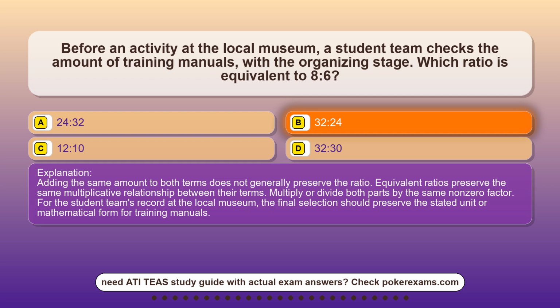Adding the same amount to both terms does not generally preserve the ratio. Equivalent ratios preserve the same multiplicative relationship between their terms. Multiply or divide both parts by the same non-zero factor. For the student team's record at the local museum, the final selection should preserve the stated unit or mathematical form for training manuals.